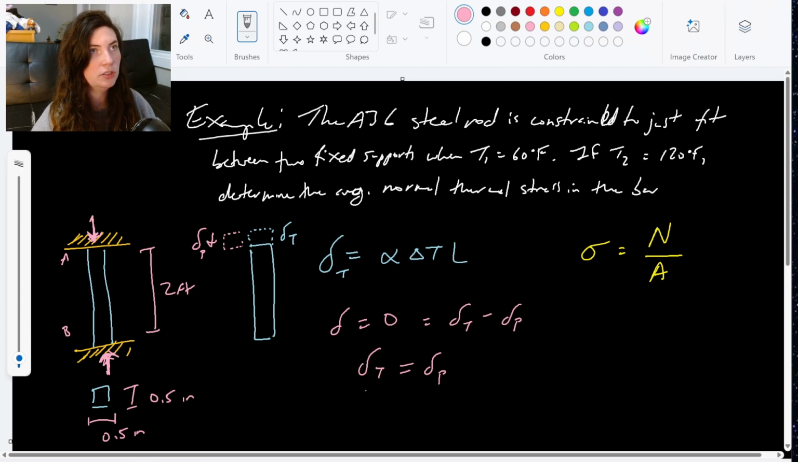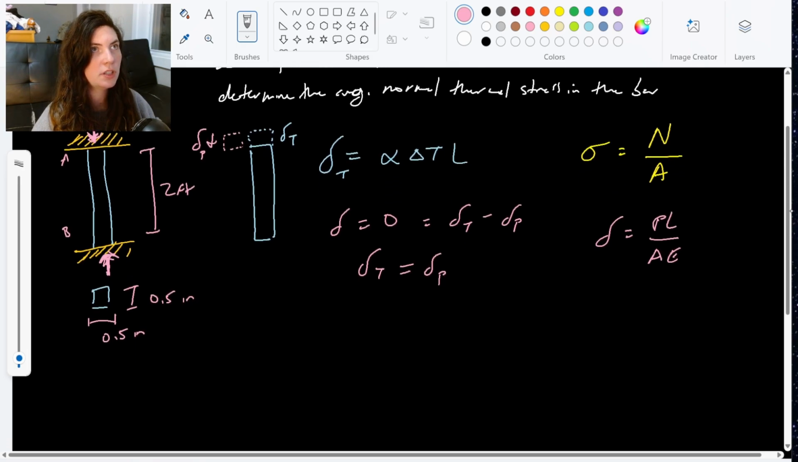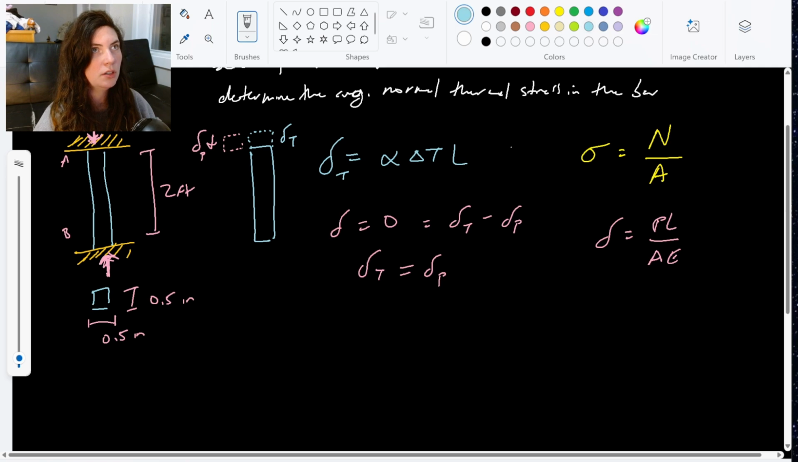So we have our thermal equation. We know our load equation, it's PL over AE. And we can set those equal to each other, right? We have our alpha times delta T times length equals PL over AE. So we'll notice we actually don't need these lengths, right? Our lengths are going to cancel out here.